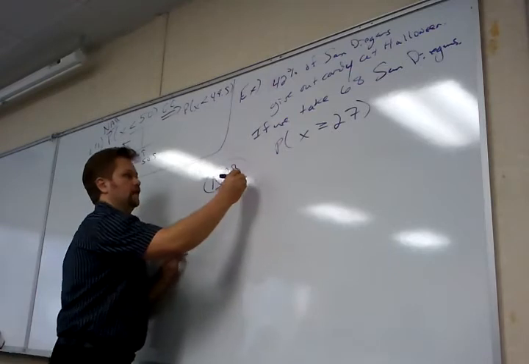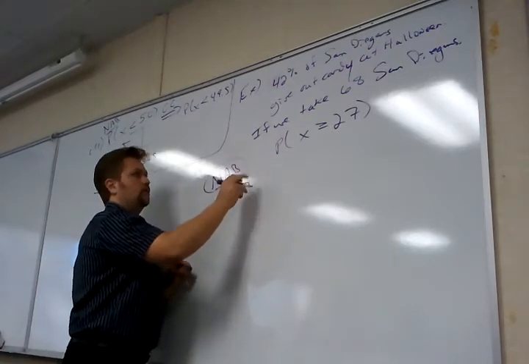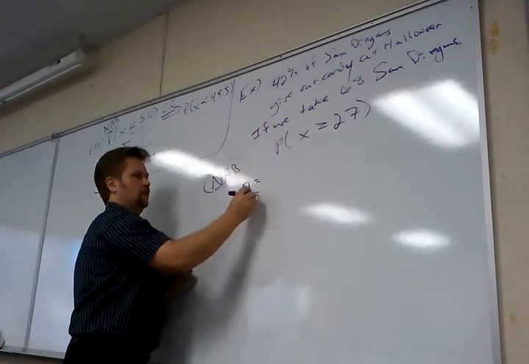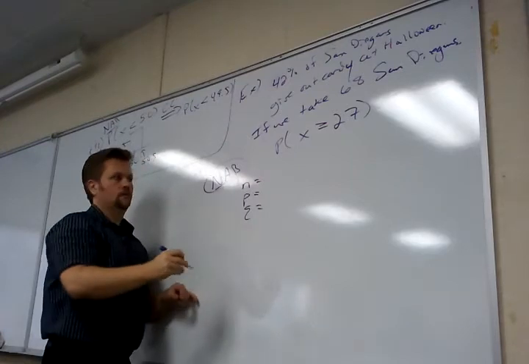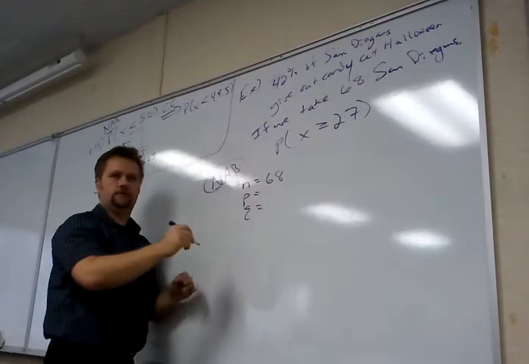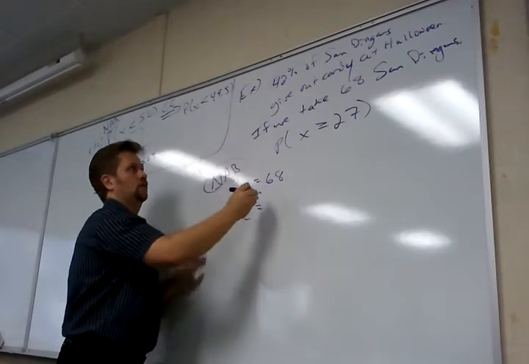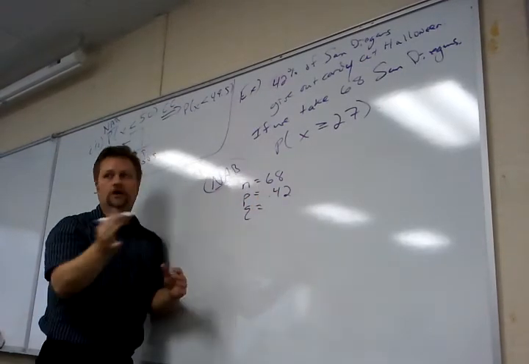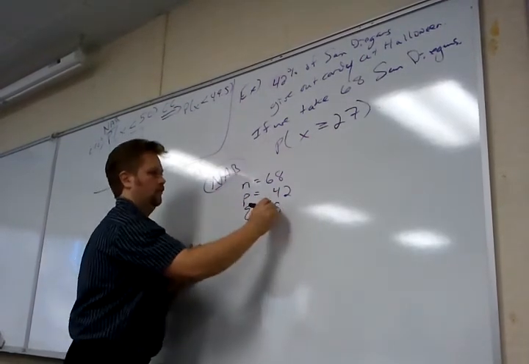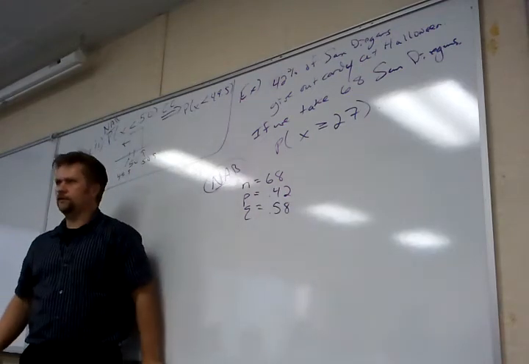So how do you find the mean and the standard deviation? What are the parts of this problem? What's n, what's p, what's q? 68, I love it. 0.42. So q must be 0.58. How are we doing so far?